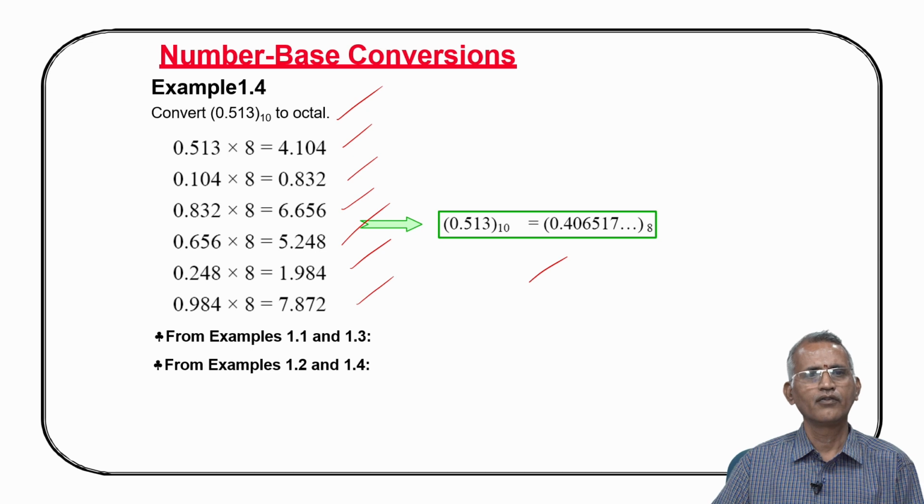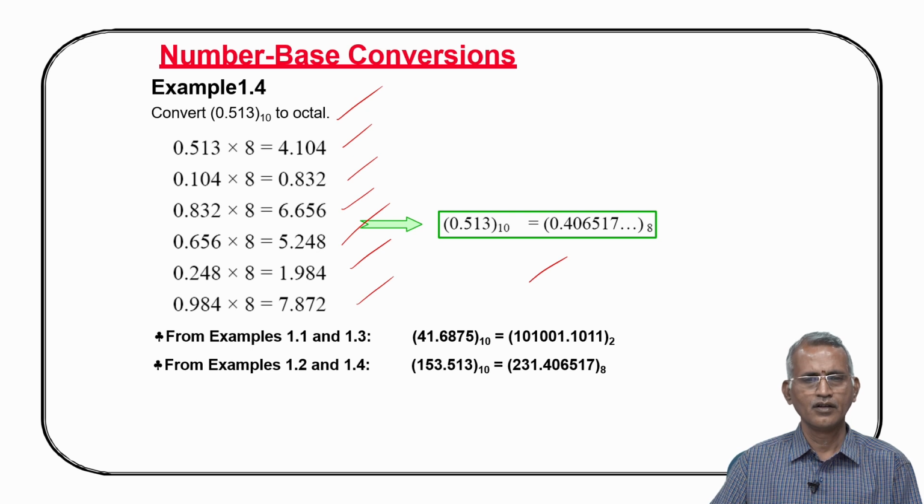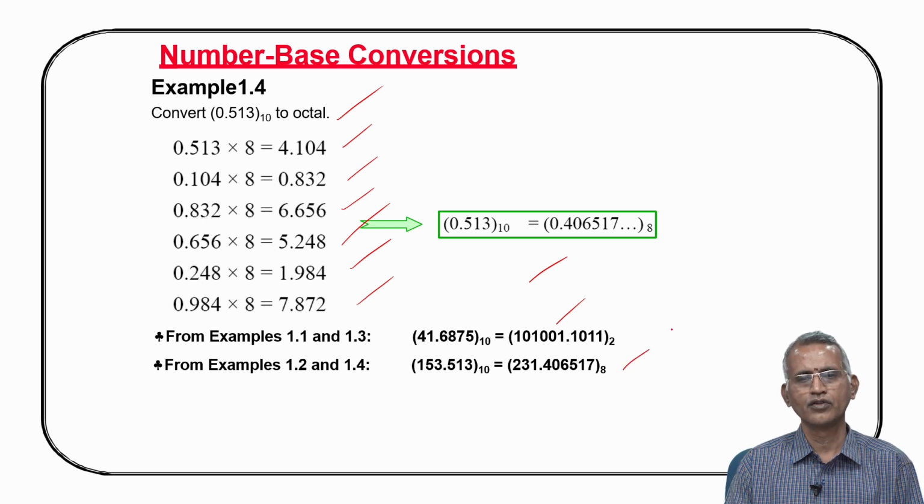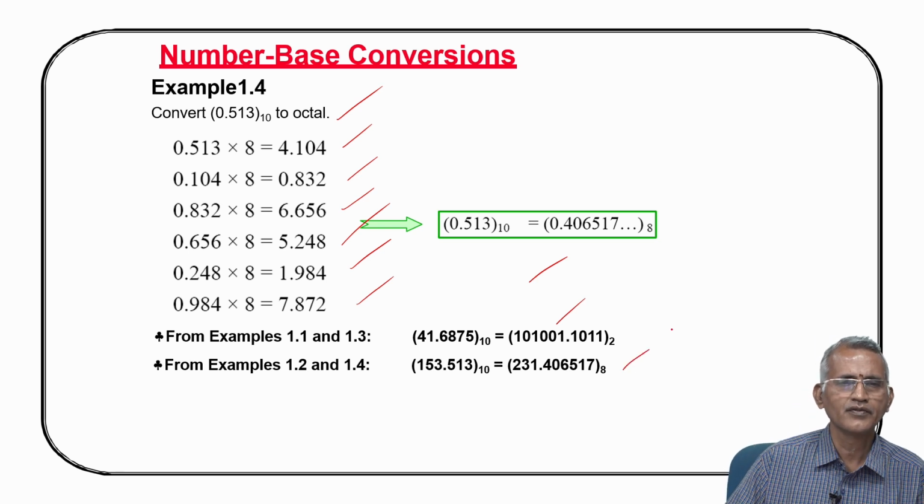Now, from examples 1.1 and 1.3, we have 41.6875 base 10 equal to 101001.1011 base 2. From examples 1.2 and 1.4, we have 153.513 base 10 equal to 231.406517 base 8. So this way we can convert into base 8.